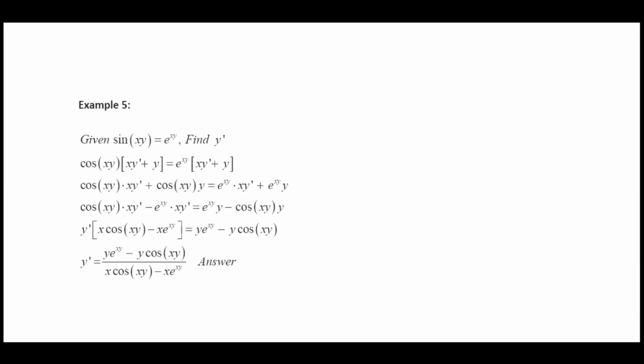Now we're really upping the ante a little bit. We've got everything in the world going on here. Okay. Derivative of the sine is the cosine. So the derivative of sine of xy is the cosine of xy. The derivative of xy, that's a product. So we've got to use a product rule.